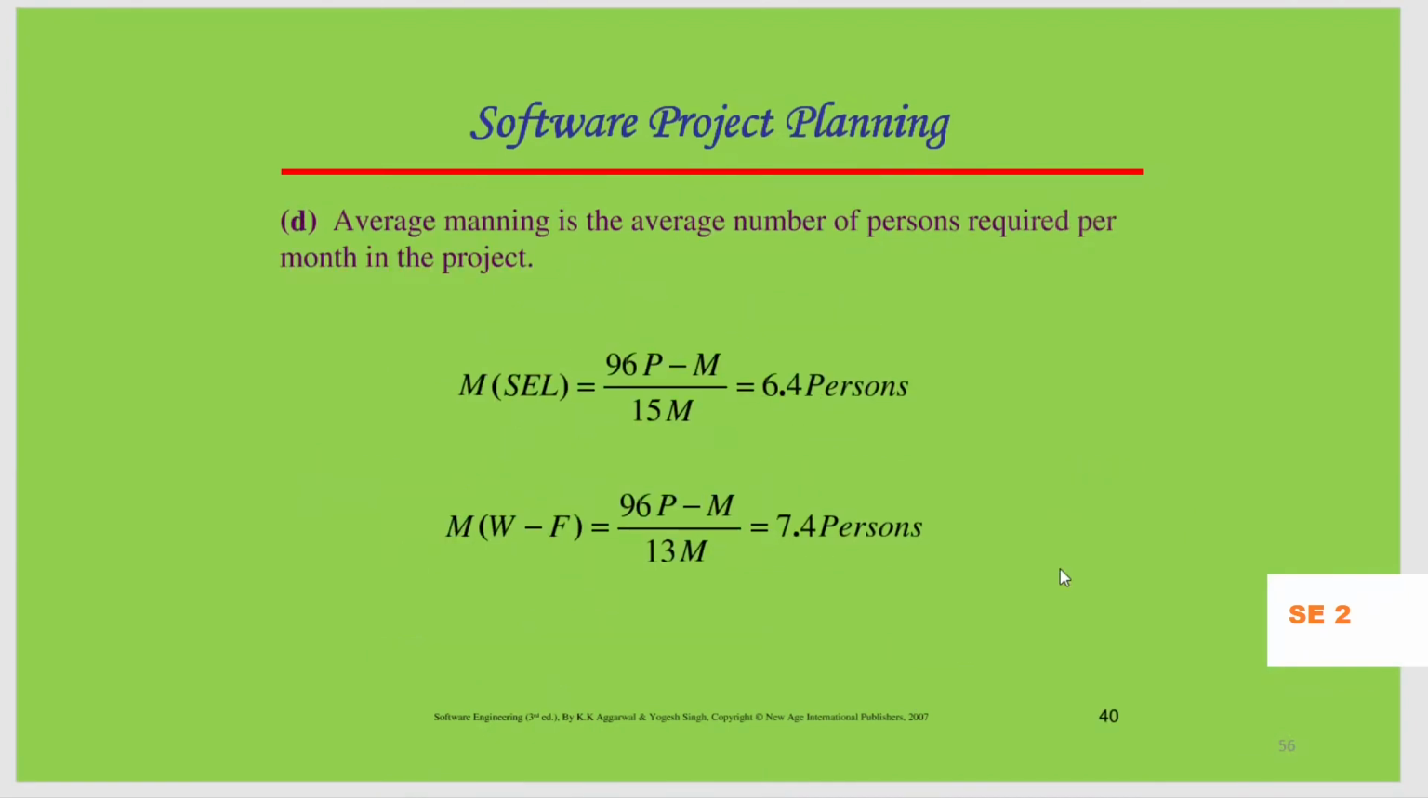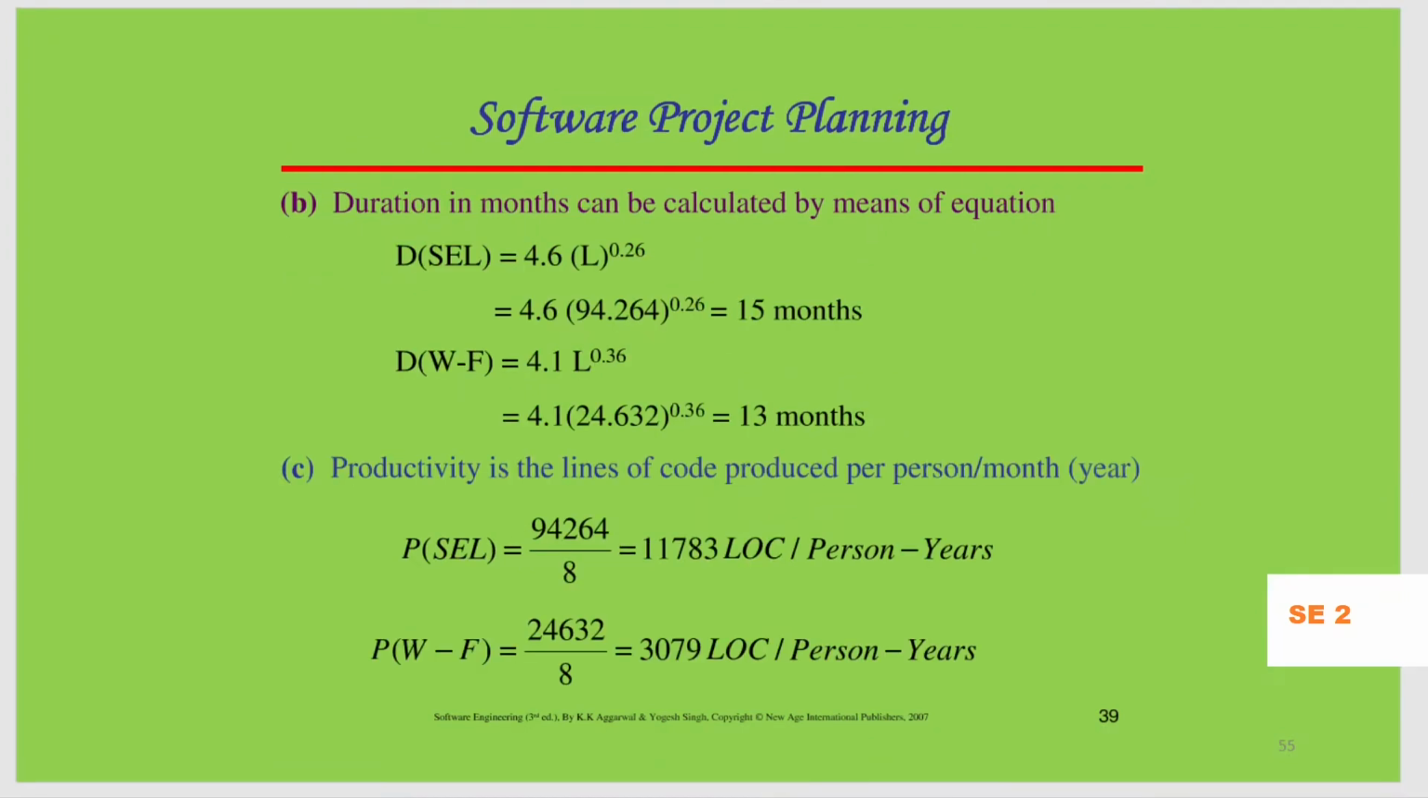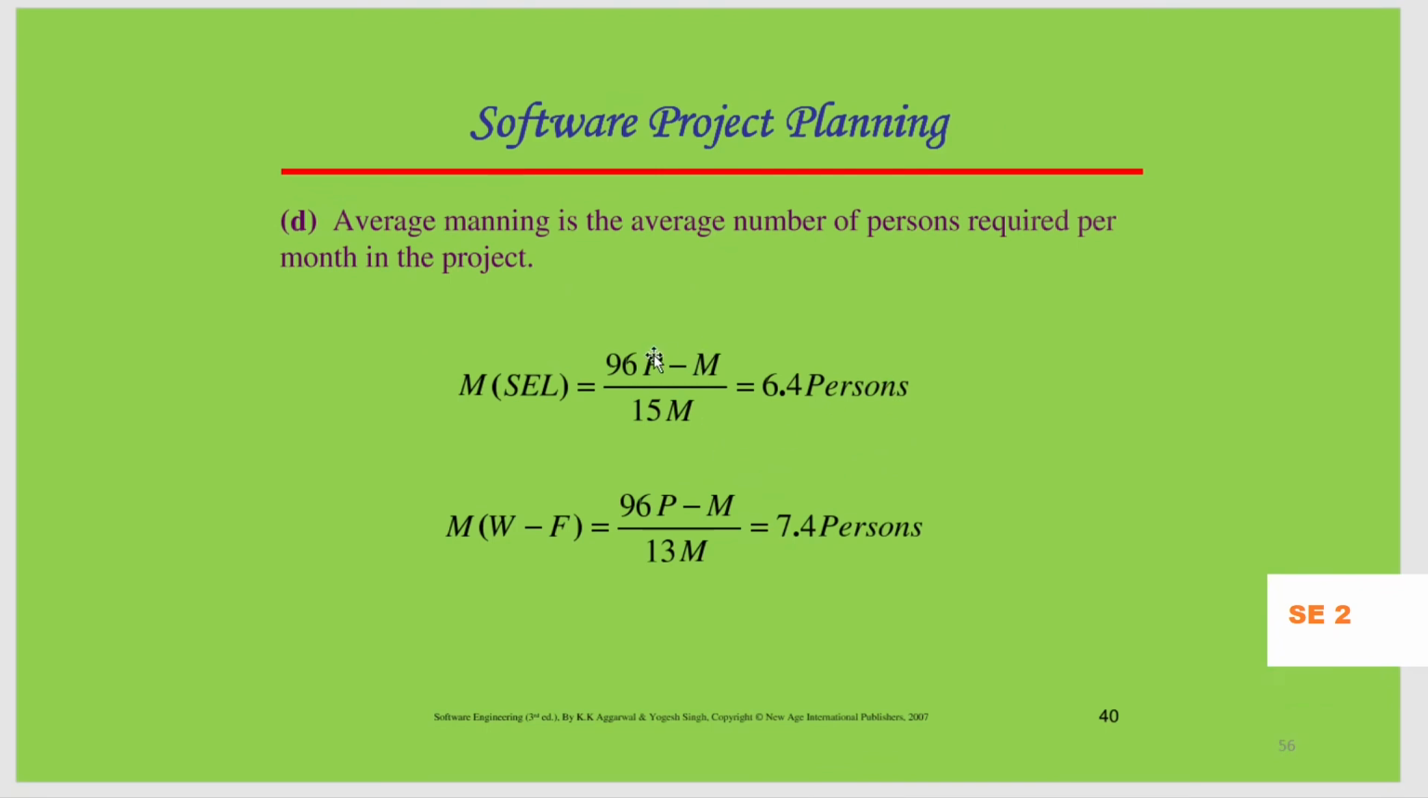Okay. The average manning is the average number of persons required per month in a project. So, manning for SEL is equals to 96 person-months over 15 months. As we said earlier, what is our duration? 15. So, that's what we'll use here. We cancel the months, so the unit becomes persons. So, 96 over 15, we have 6.4 persons.